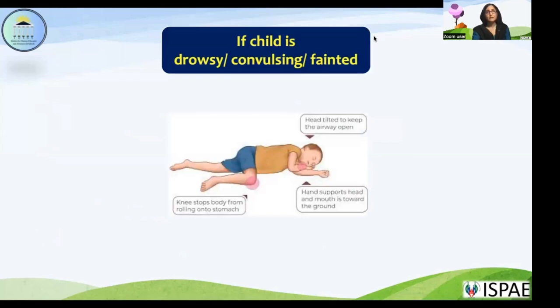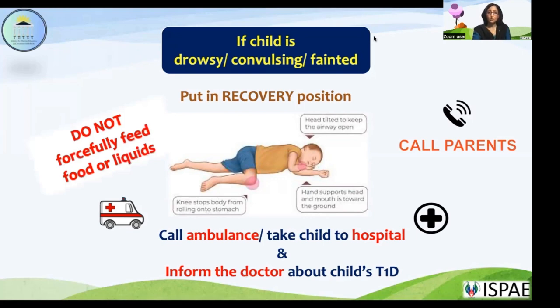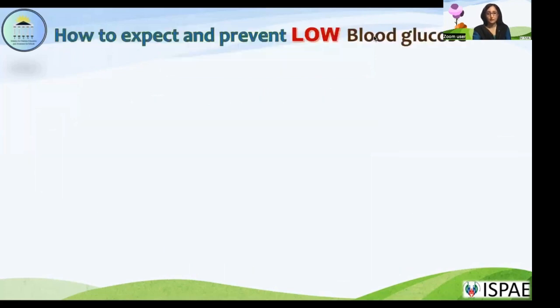Now, there could be certain instances where the child can have low blood glucose level and can go into a state of drowsiness or experience a convulsion or get a fainting episode. So in such situations, please do not panic. Put the child in a recovery position, which is the left lateral position as shown in the figure. Call the ambulance and take the child immediately to the hospital and inform the doctor about the child's type 1D condition. Call the parents immediately and remember not to feed forcefully any feed of fluids or liquids during such situation.